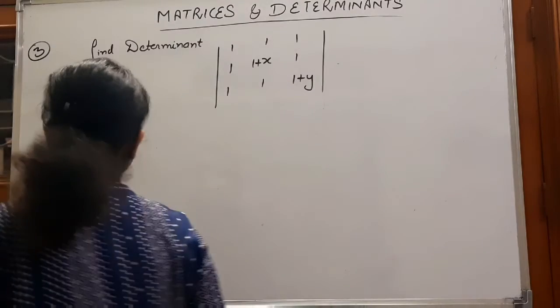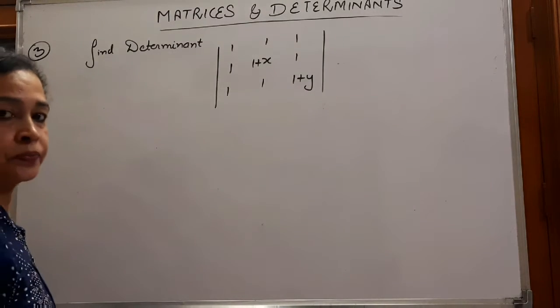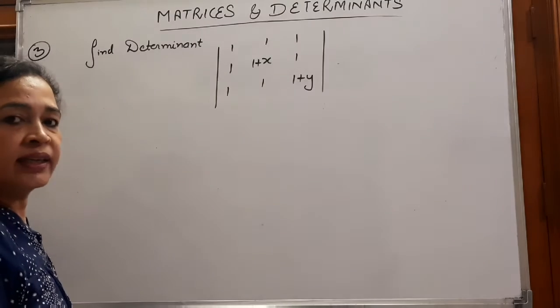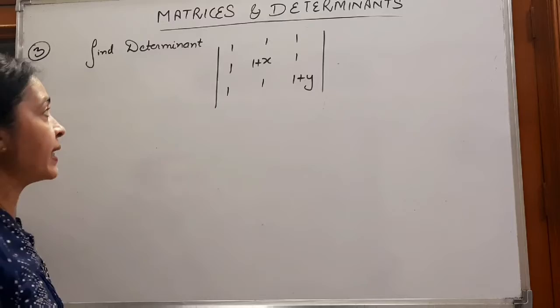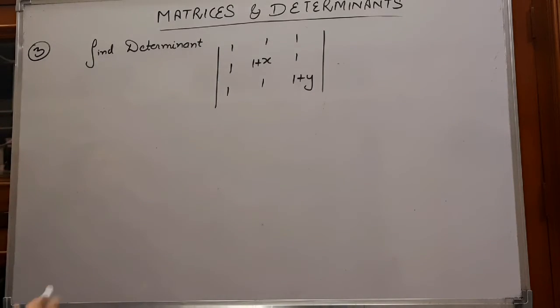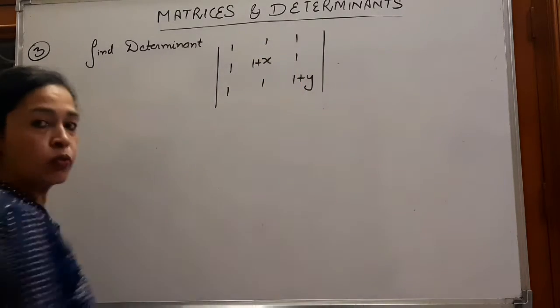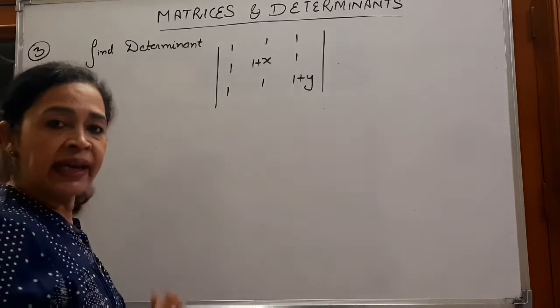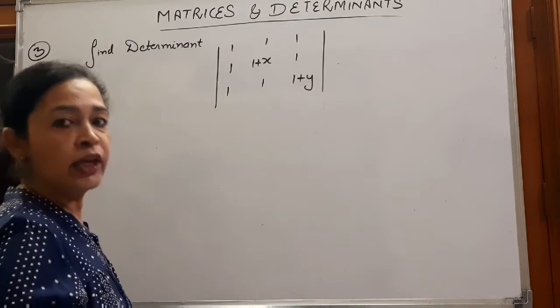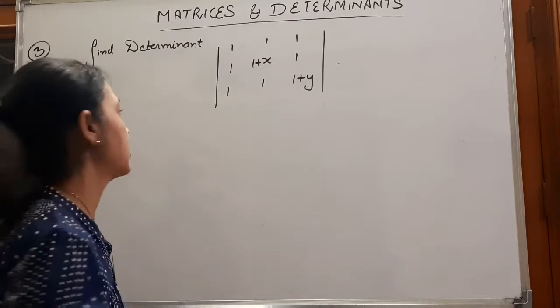In this question, we have to find the determinant. Children, we can find the determinant of only a square matrix. We can't find the determinant of a rectangular matrix. Now, we have 3 rows and 3 columns. We can find the determinant by expanding along any row or any column. We get the same answer.